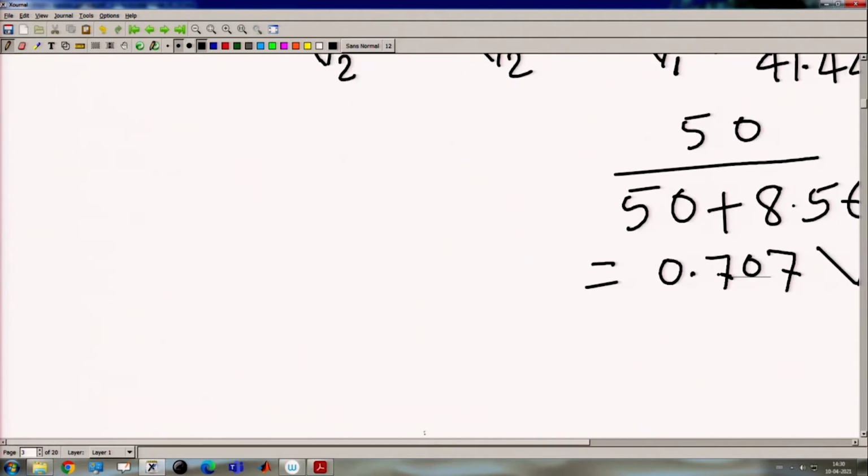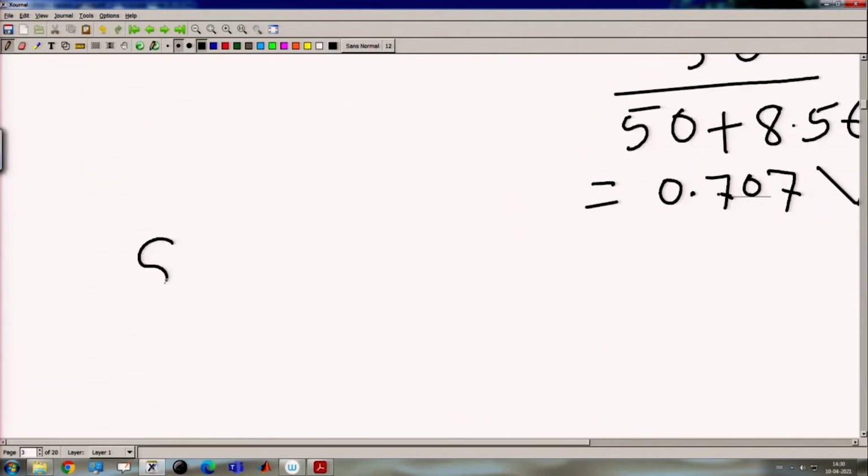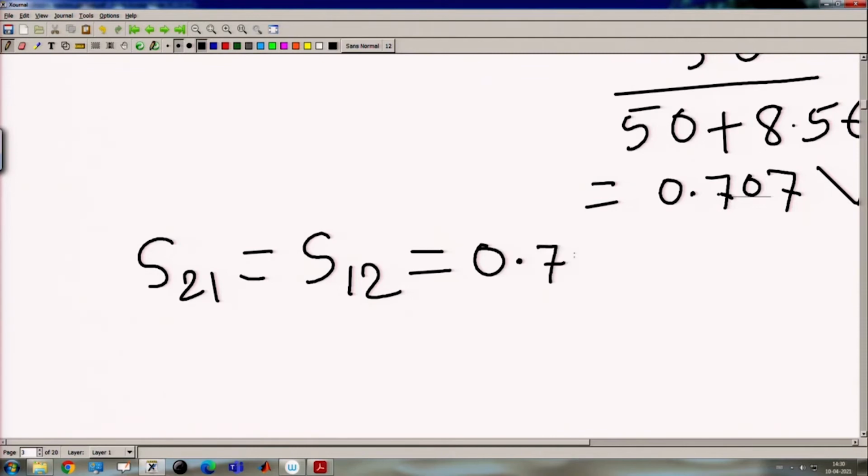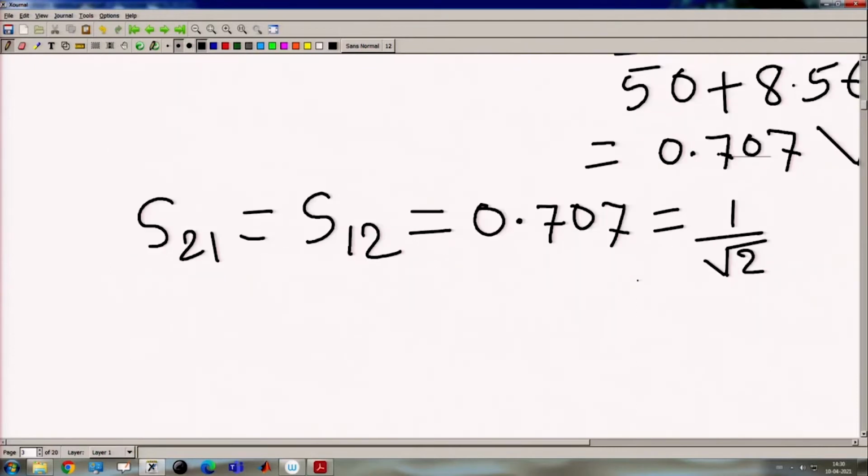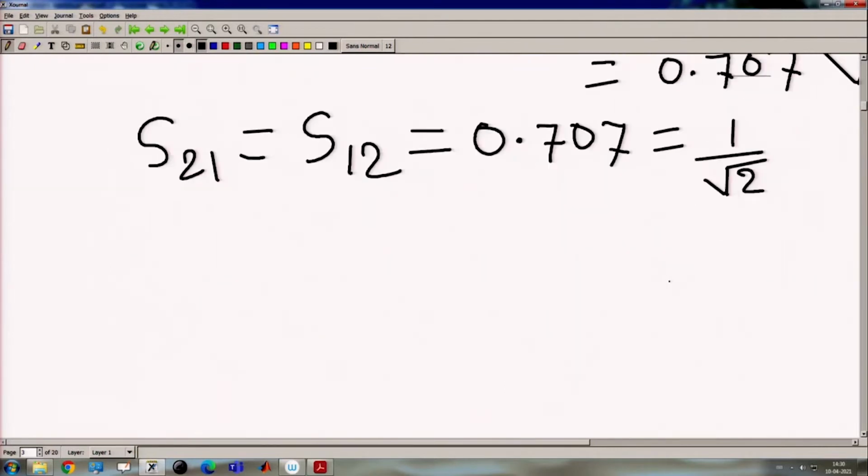So, we can write S21 equal to S12, because this is symmetrical from both sides, equal to 0.707. So, 0.707 means it is 1 by root 2. We can show that this is the transmitted wave from port 1 to port 2, and it is transmitting this much amplitude, and this is a 3 dB attenuator, it is attenuated by 3 dB, and the input power we can find out.